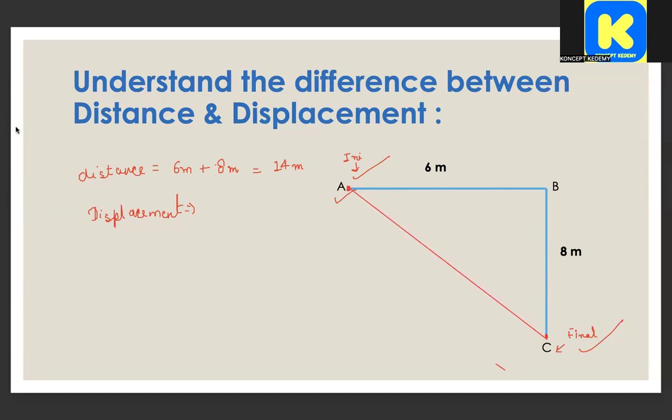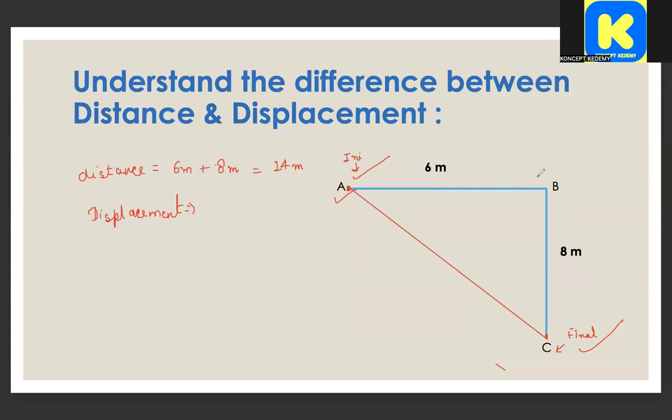Okay. Let me make this line a little bit proper, then we are good to go. Okay, so now I think it's better. So after this, this total path, the AC line, will be the displacement, because what is displacement? The shortest distance between the initial point and the final point. The initial point is A and the final point is C.